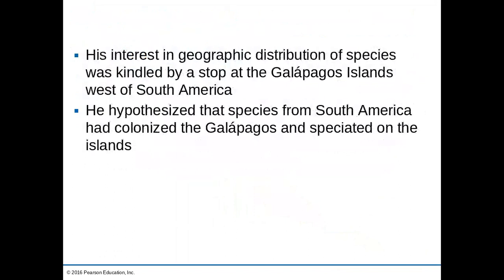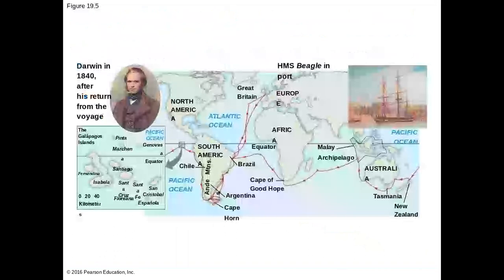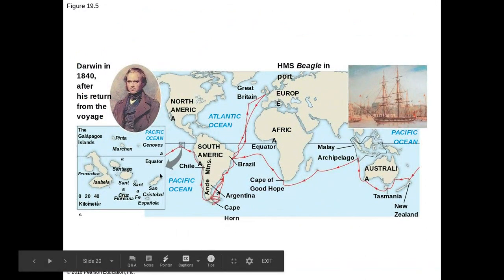He was especially interested in a group of finches at the Galapagos Islands, where he noticed that amongst the Galapagos Islands, many of the finches had very similar characteristics, but they had very different beaks. So this is showing his entire trip. You can see he really traveled all over the world. And then this is a little zoom in on the Galapagos Islands.